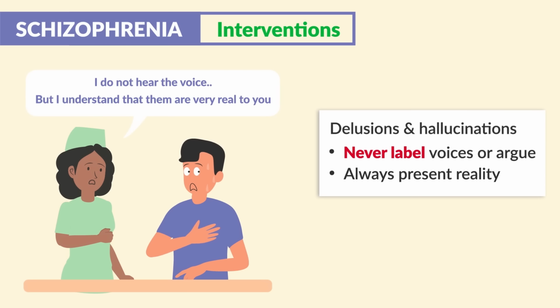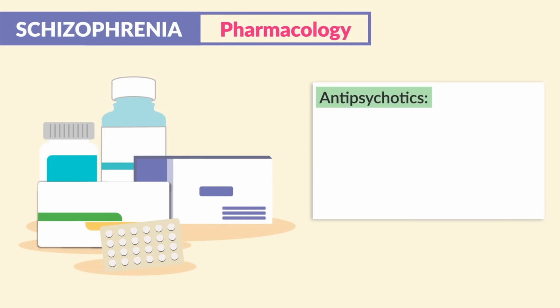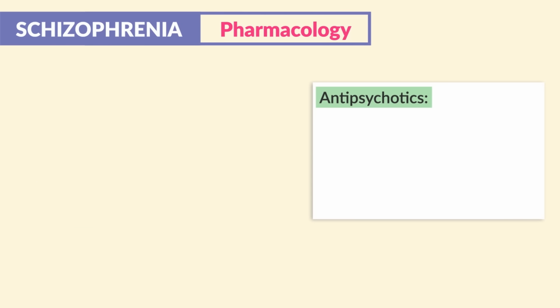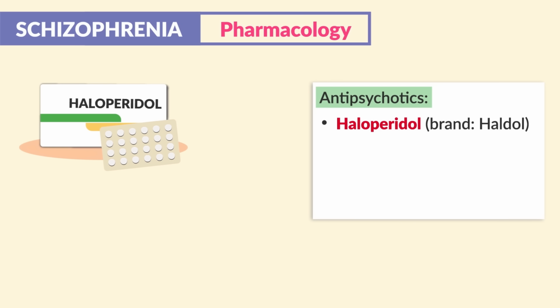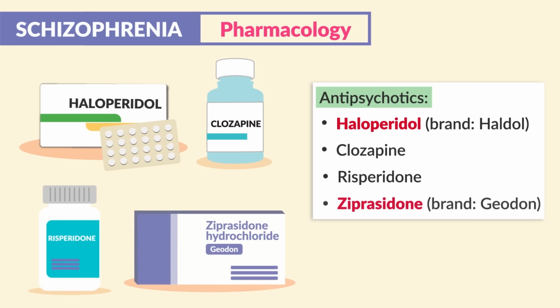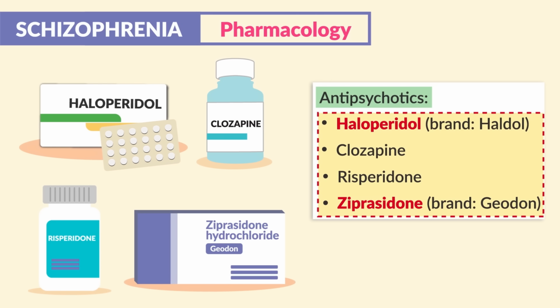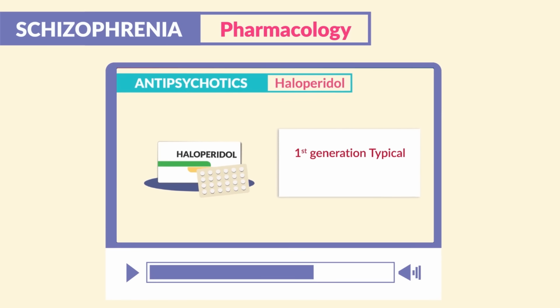This is therapeutic communication. Now, in terms of pharmacology, we can always use the good old antipsychotics. So the top 4 to know for your exams is haloperidol, brand name Haldol, clozapine, risperidone, as well as ziprasidone, brand name Geodon. So take some notes. We're going to be covering all the top tested key points from our pharmacology master course.